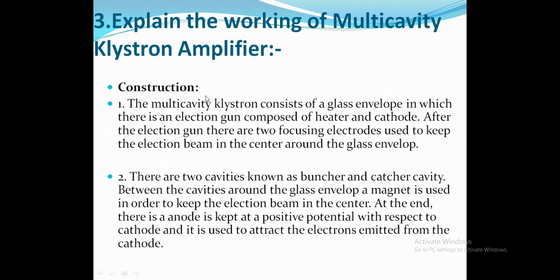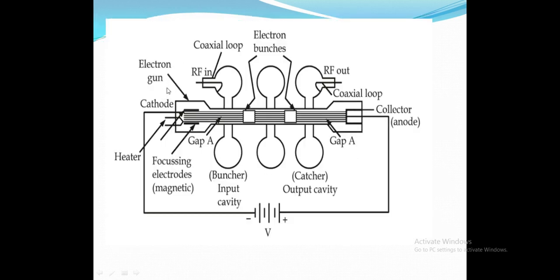So this is the construction of the multi-cavity Klystron amplifier. It consists of a glass envelope in which there is an electron gun that is composed of a heater and cathode. After the electron gun, we have two focusing electrodes used to keep the electron beam in the center around the glass envelope.